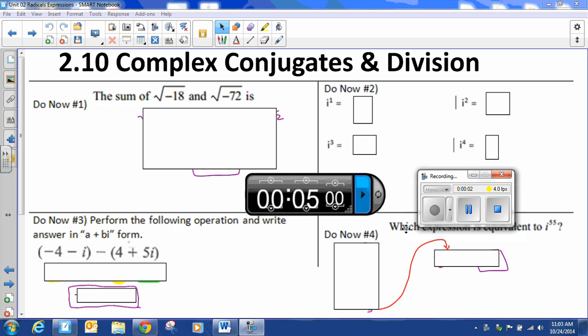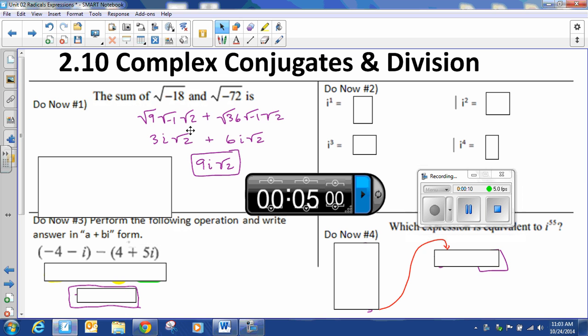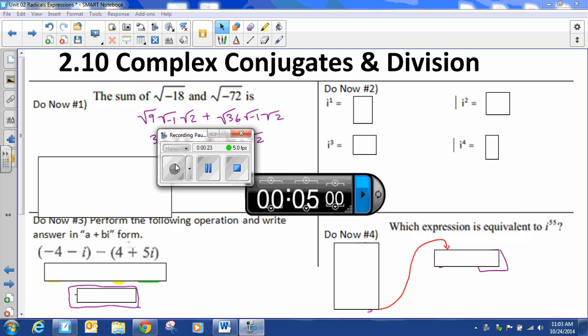Okay, lesson 2.10, complex conjugates and division. So as our do nows, we're just going to quickly warm up. As you can see, radical negative 18 plus radical negative 72 become 3i radical 2 plus 6i radical 2. Combine like radicals, 9i radical 2 is the answer.